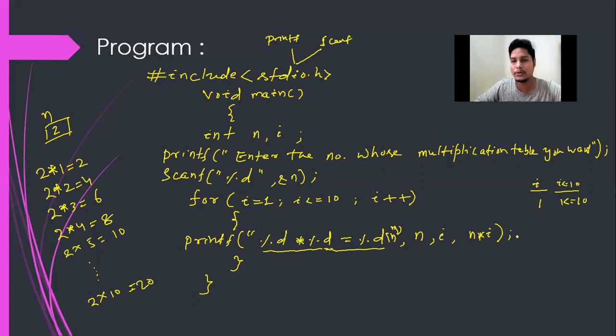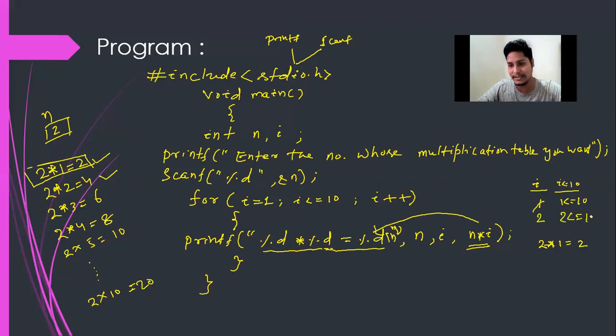So inside the for loop, I have mentioned %d * %d = %d. It means it will print a statement like this: 2 * 1 equal to 2. Here the value of n * i will be put in the last %d. Just like here, 2 * 1 equal to 2, 2 * 2 equal to 4. Each time the value of i increases, we check 2 less than or equal to 10. If this condition is satisfied, then definitely this will be executed.